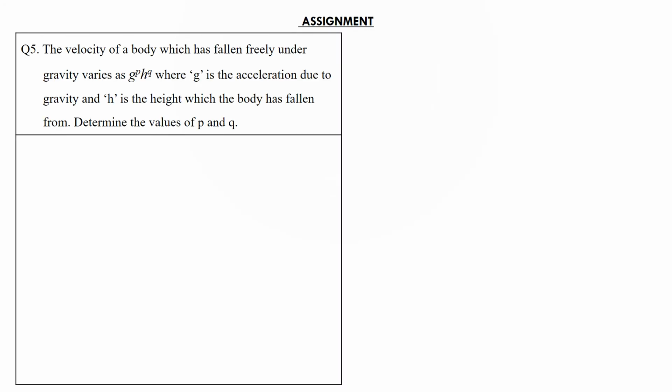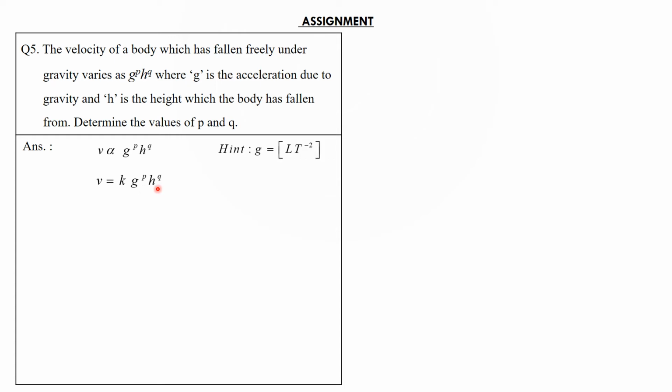Okay, let us do question number 5. The velocity of a body which has fallen freely under gravity varies as g to the power of p, h to the power of q, where g is the acceleration due to gravity and h is the height which the body has fallen from. Determine the values of p and q. Now, what we can write, v is proportional to g to the power of p, h to the power of q. Let us remove the sign of proportionality. We put a constant k. So v is equal to k, g to the power of p, h to the power of q.